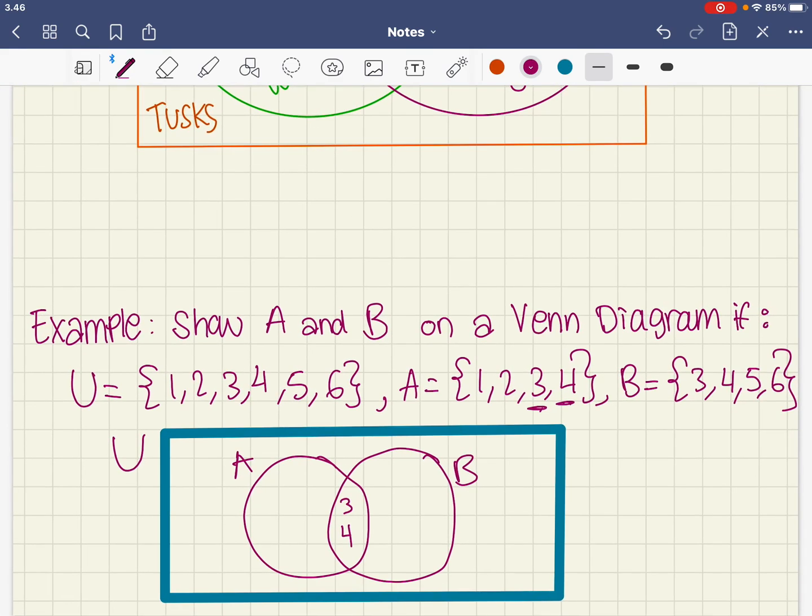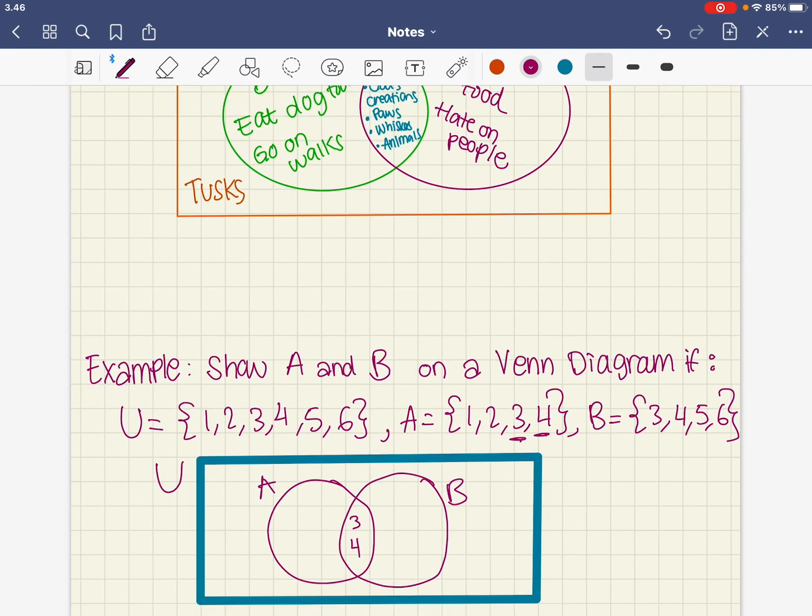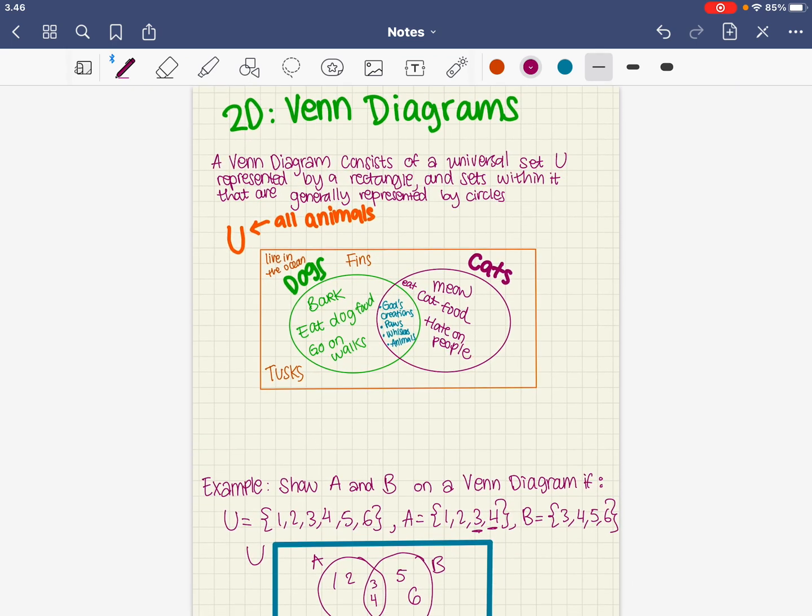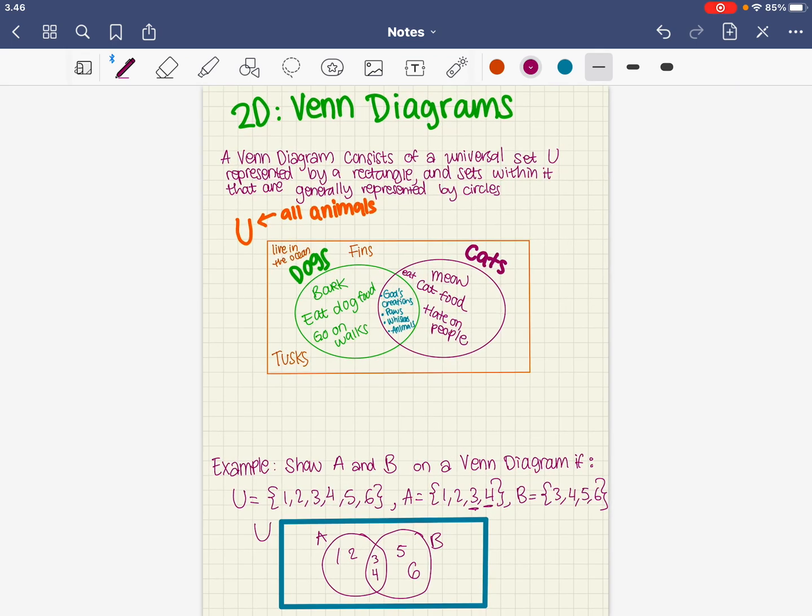And then whatever's left in set A, I'm going to put in A. So 1, 2 is there. And then 5 and 6 for B. Okay. And then set U says it has 1, 2, 3, 4, 5, 6. But those numbers are already in A and B. So that's it. Does that make sense? So that's pretty much what Venn diagrams are.